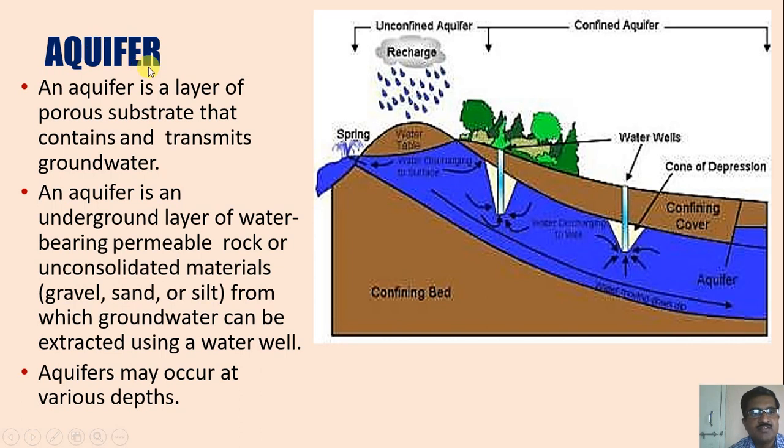Now the first one is the aquifer. An aquifer is the layer of porous substrate that contains and transmits the groundwater. So from the aquifer the transmission of the groundwater takes place. An aquifer is an underground layer of water-bearing permeable rock or unconsolidated materials, gravel, sand or silt, from which groundwater can be extracted using a water well. Okay, so from the aquifer the water can be extracted.